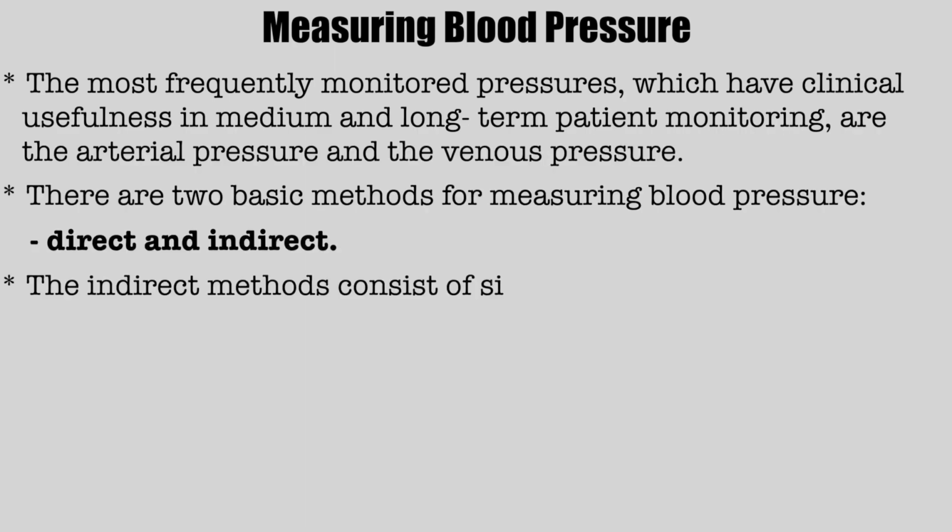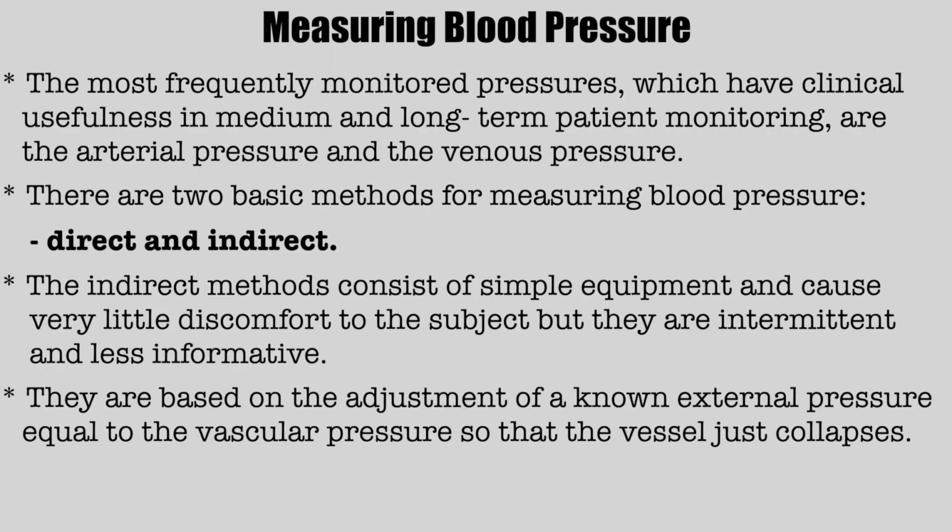Now we will see how blood pressure developed due to the pumping activity of the heart is measured. The most frequently monitored pressures which have clinical usefulness in medium and long term patient monitoring are the arterial pressure and the venous pressure. There are two basic methods for measuring blood pressure: direct method and indirect method.